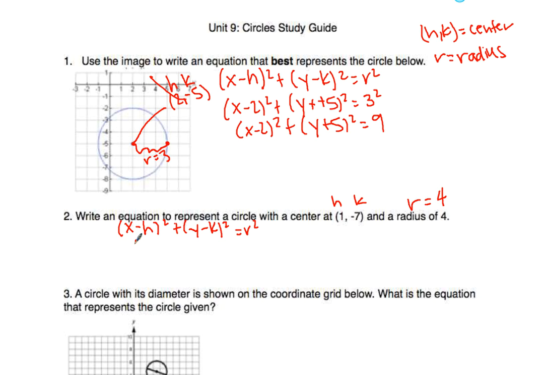So when you plug it in, it should look like (x - 1)^2 + (y - (-7))^2 = 4^2. So x minus 1 stays exactly the same, so it's going to be (x - 1)^2. But your y minus negative 7 is going to turn into y plus positive 7 squared. And then 4 squared is 4 times 4, which is 16.